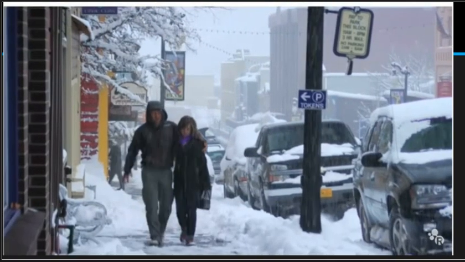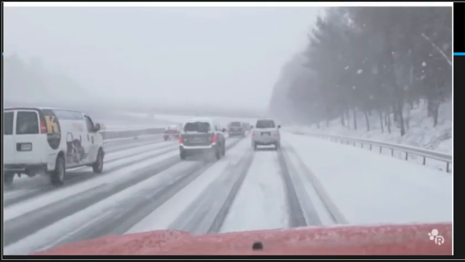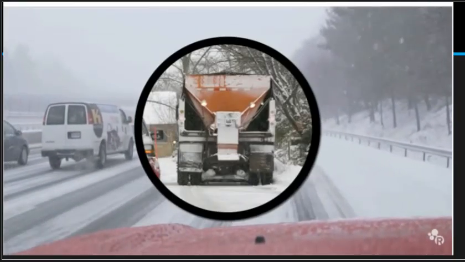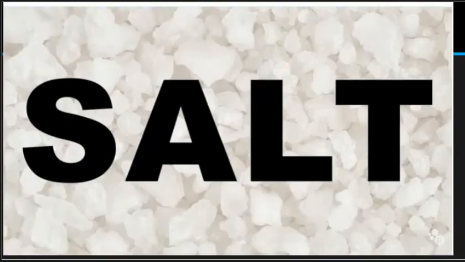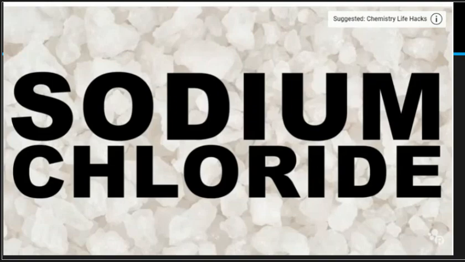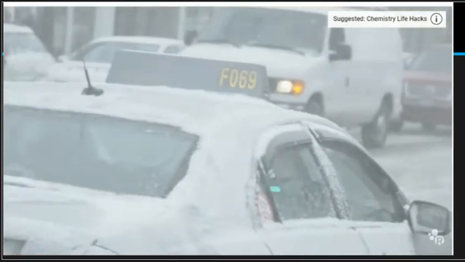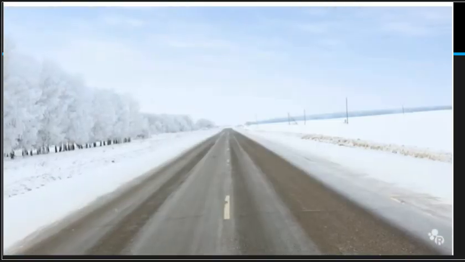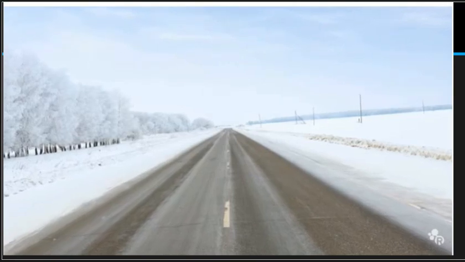Now that winter's here, the weather fiends out there are waiting for the next big snowstorm. But before the flakes fall, armies of trucks are loaded full of one of the most important road safety tools out there, salt. And along with keeping our french fries on point, salt, like sodium chloride, has actually saved a lot of lives and probably even more fenders thanks to its incredible de-icing abilities.